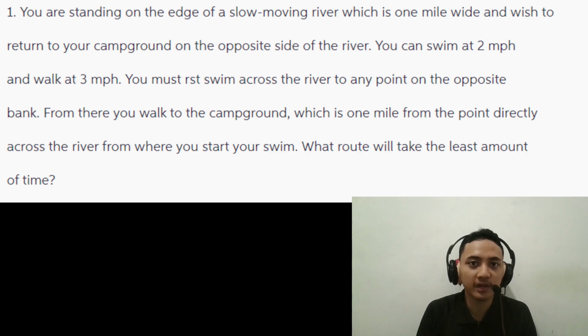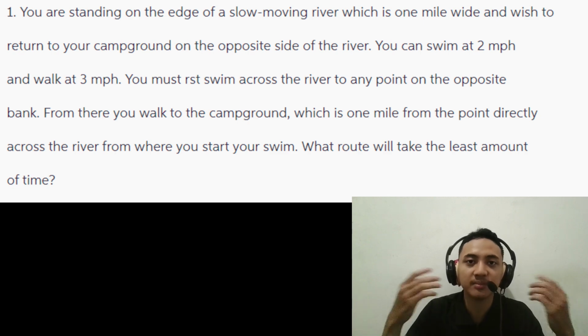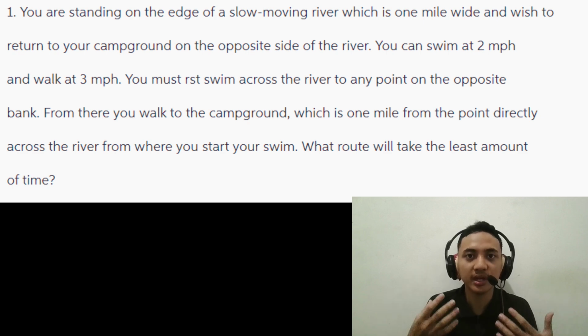Using the first step of DIE 5, I'm my consciousness, we must recognize the importance of minimizing travel time by considering both swimming and walking speeds. And then we must concentrate on understanding the distances and speeds involved in both swimming and walking. And then our intention: we must find the optimal path that minimizes total travel time and ensure an efficient and quick return to the campground, as well as apply the knowledge gifted by God, Allah Subhanahu wa Ta'ala, and say Bismillah.